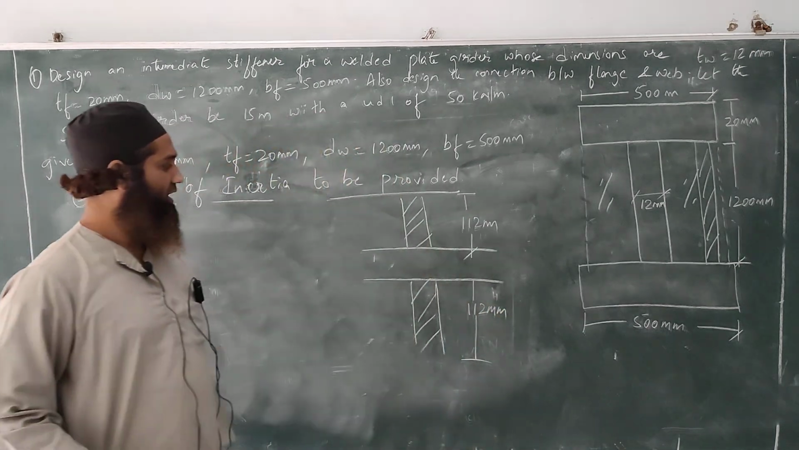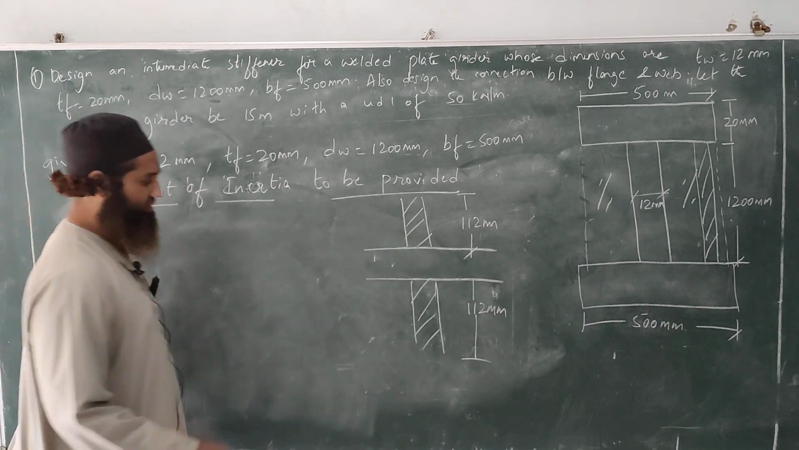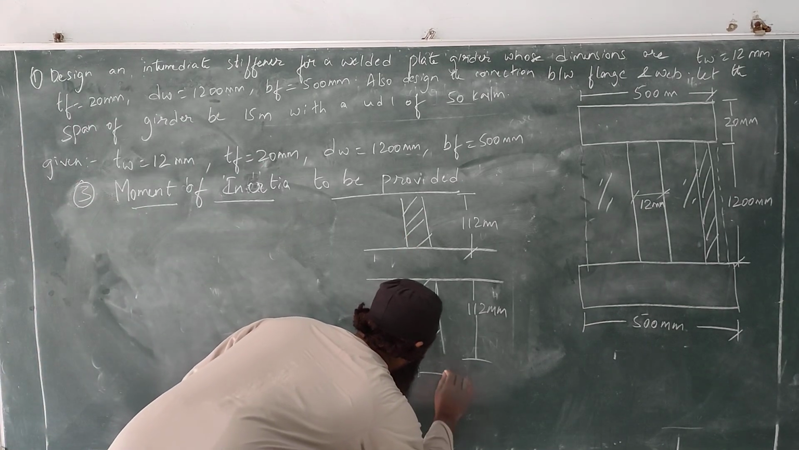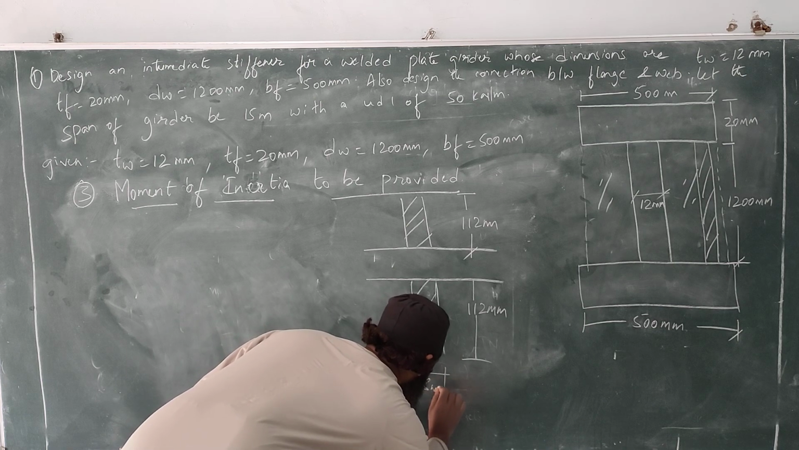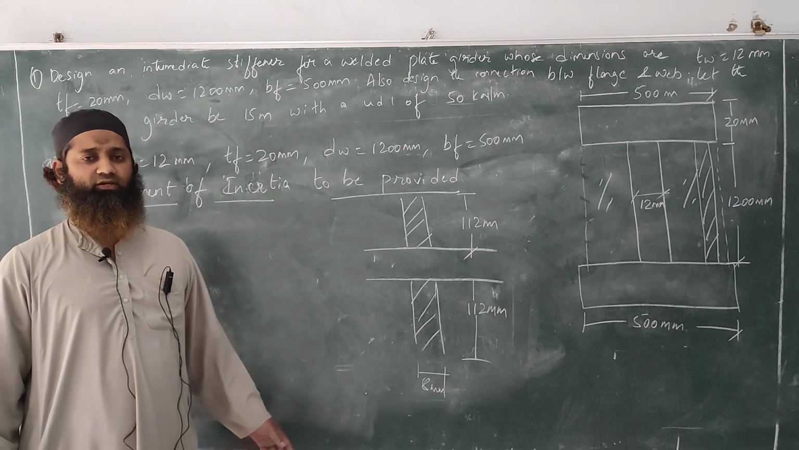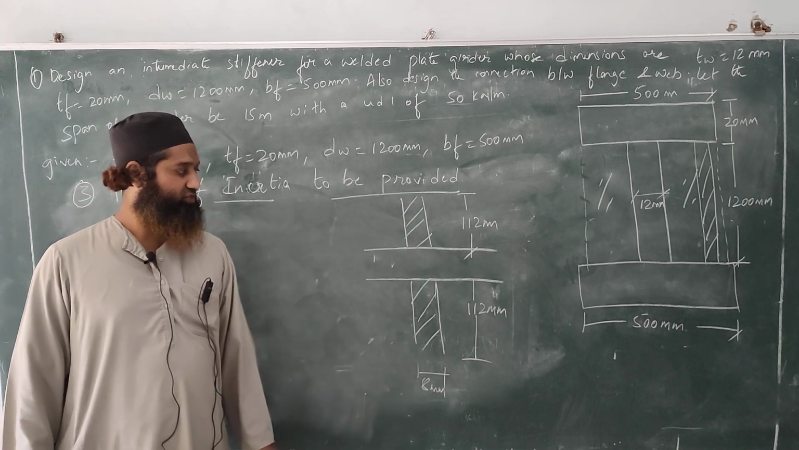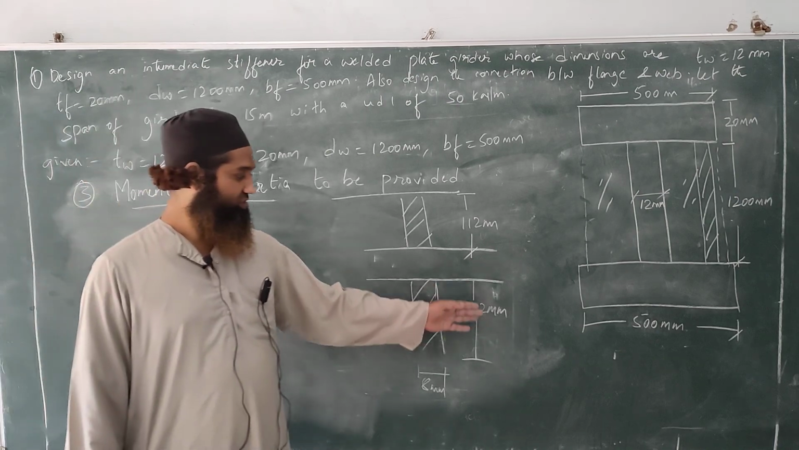112 mm, and as this is the outstand of the stiffener, I'll just check it here. 8 mm. You can just see this. See, you can understand here 112. This is the outstand of the stiffener, and same thing, the outstand of the stiffener.